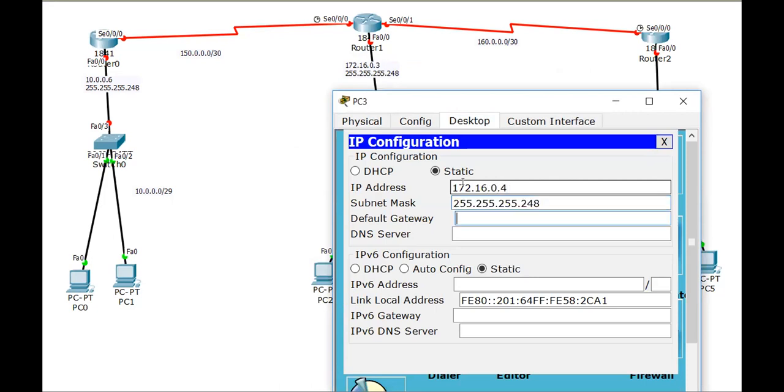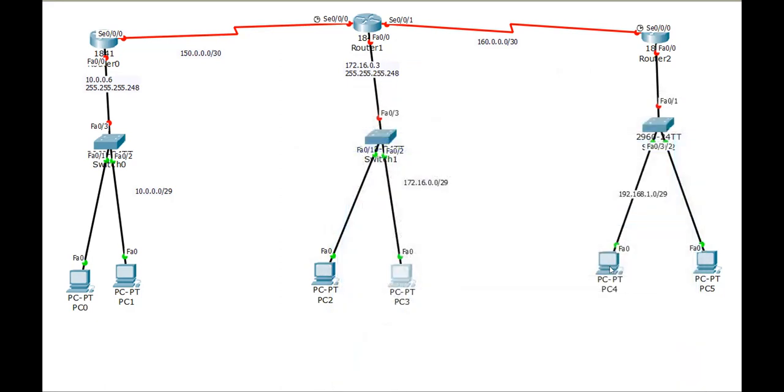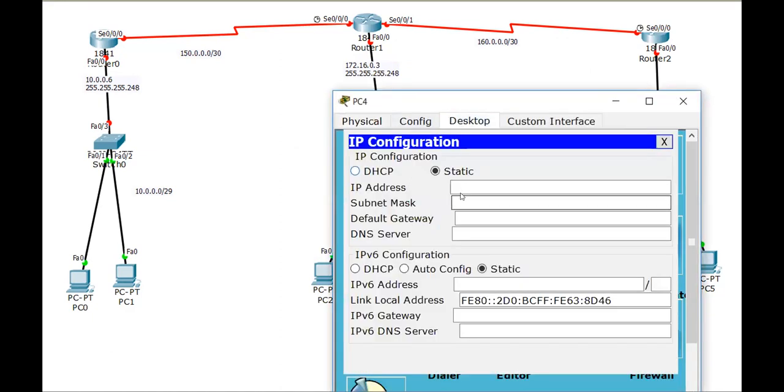172.16.0.4. You can use 4 also because you have a valid IP. 0.3 is your gateway. And on this network, 192.168.1.1, 192.168.1.3.